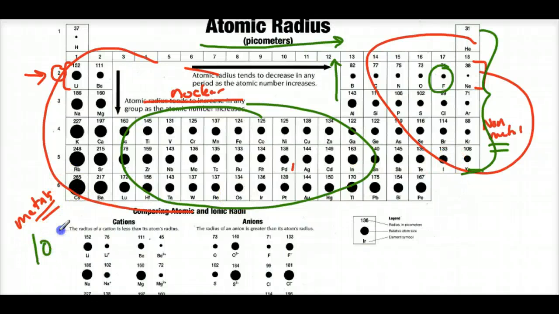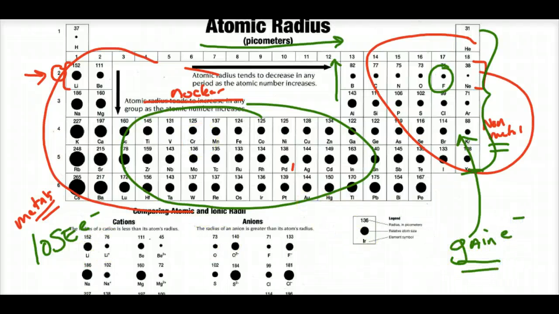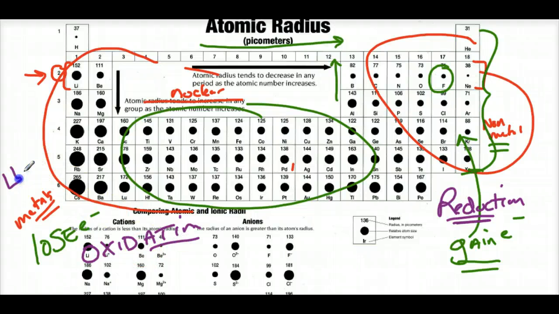Metals lose electrons because they're so big. They hold on to them so loosely. Nonmetals gain electrons. Hey, we learned about redox. Gaining electrons is called what? You guessed it, reduction. Nonmetals like to gain electrons. The proof is they become negatively charged. Metals lose electrons. What do we call that? We call that oxidation. Oxidation. Leo the lion, losing electrons.